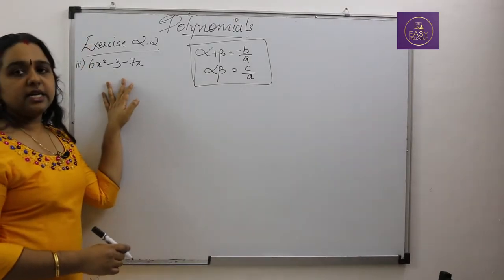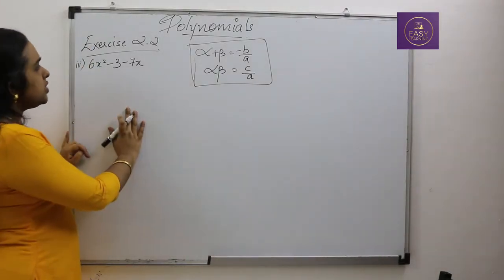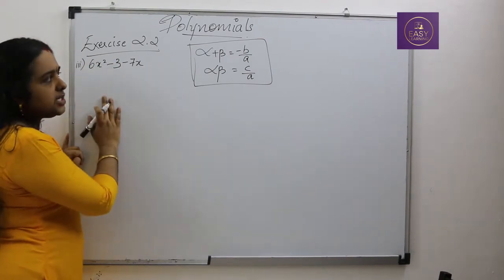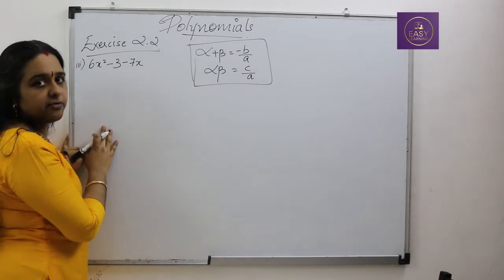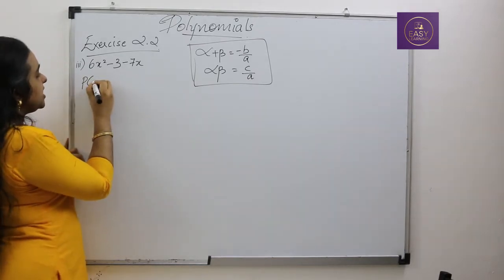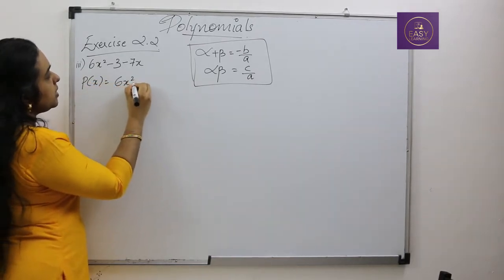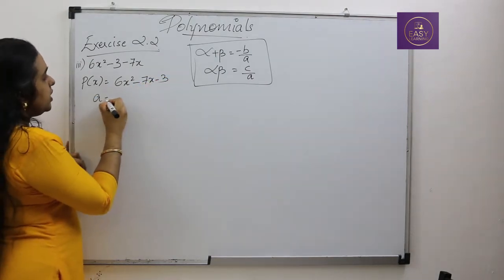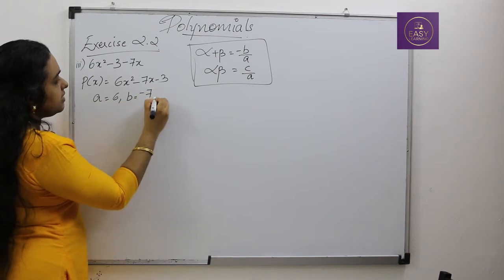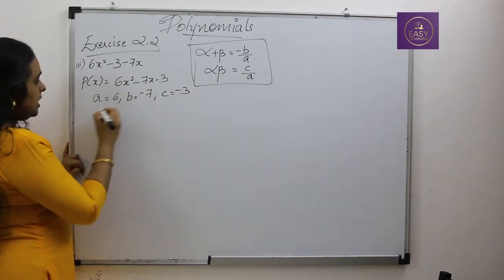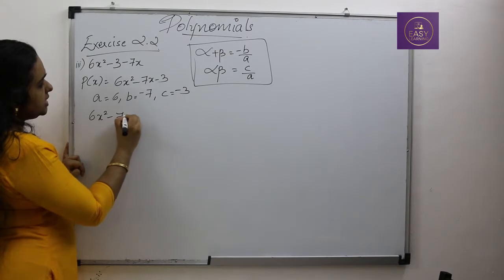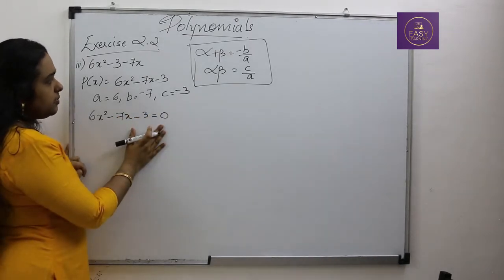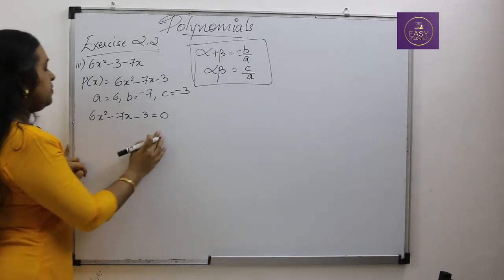Okay. Next question is 6x square minus 3 minus 7x. Same question only, very easy to solve. First thing is, when you get any question, first you must write it in the general form. So how you will write? P of x equals 6x square minus 7x minus 3. Okay, here a equals 6, b equals minus 7, c equals minus 3. Then 6x square minus 7x minus 3 equals 0. Okay, we are going to solve the polynomial, so we will equate it with 0.